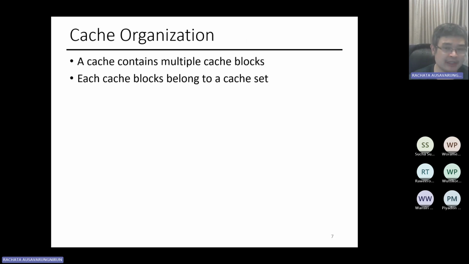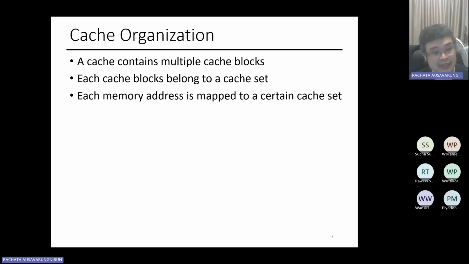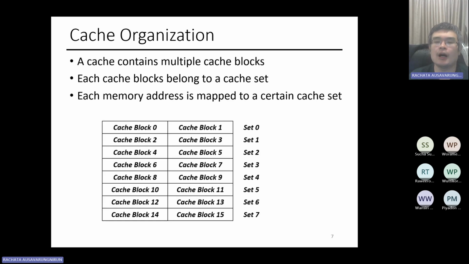The organization of a cache contains multiple cache blocks. Each block belongs to a set. The memory address basically is mapped to a certain set, as I said earlier in Thai, actually. Basically, in the cache, there'll be multiple sets. In the set, there'll be multiple cache blocks. Your data can belong to one of the sets.